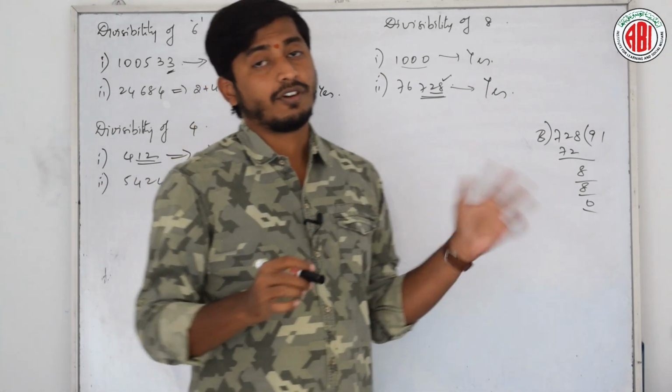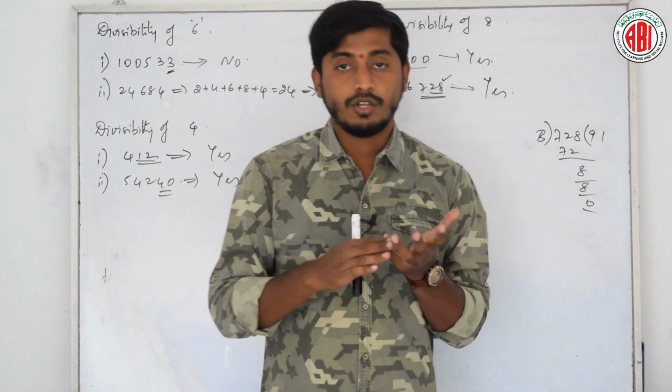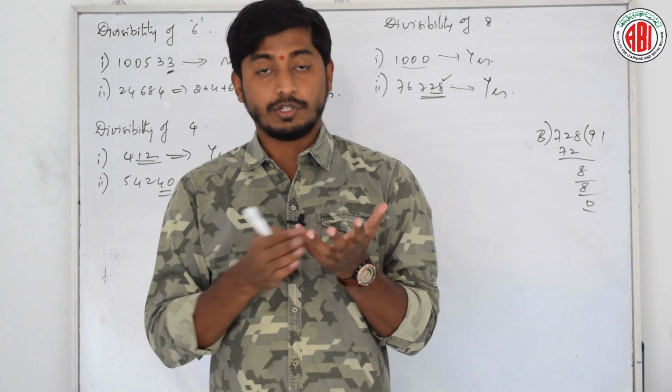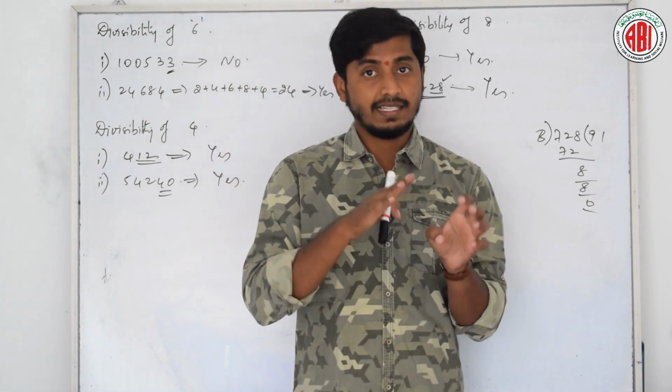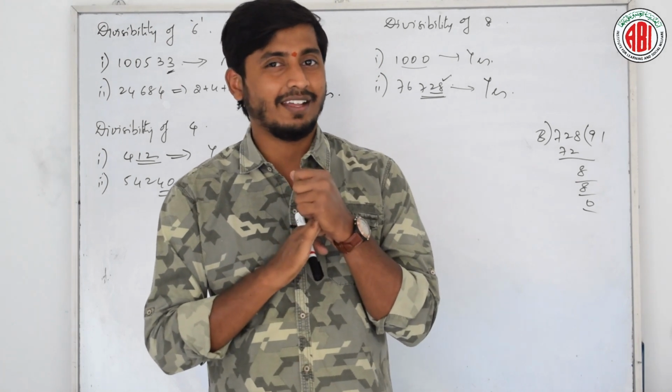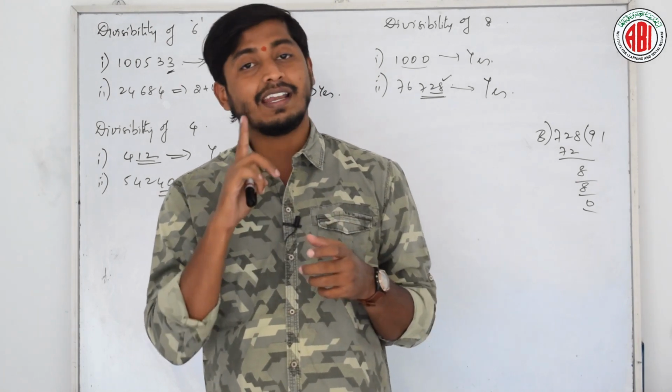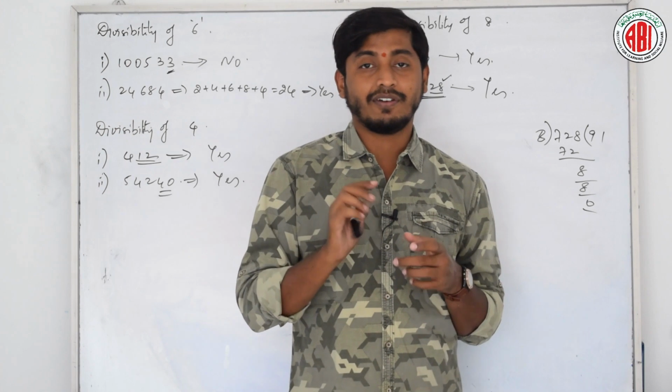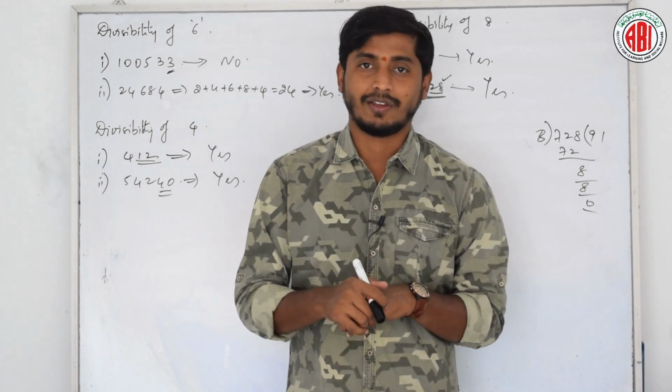Is it clear? What divisibility rules did we learn today? 2, 3, 4, 5, 6, 8, 9, 10. What is the number left? 7 is left. And let us check the divisibility for 11 also. Okay?